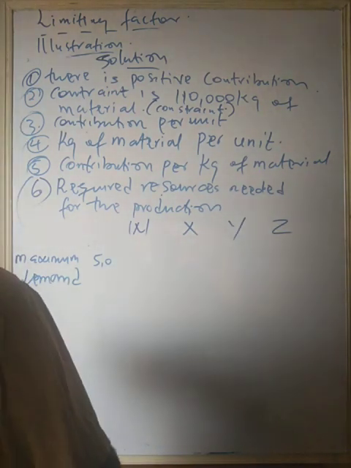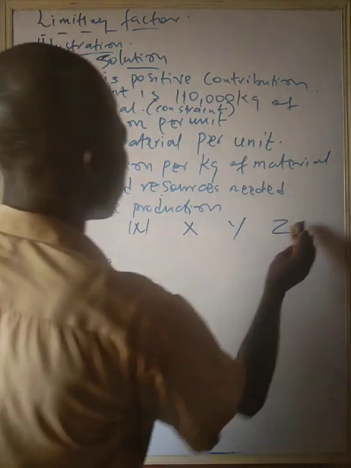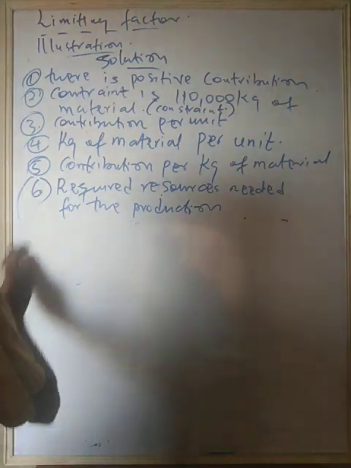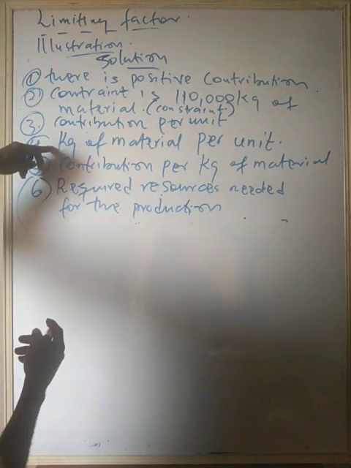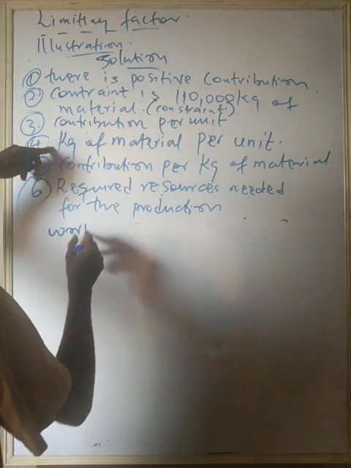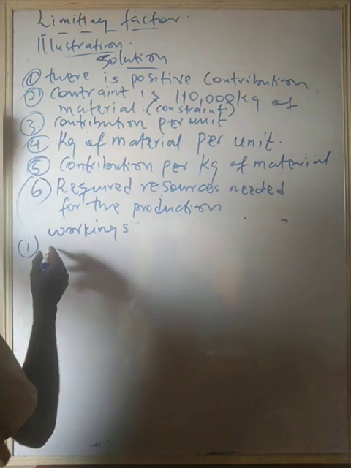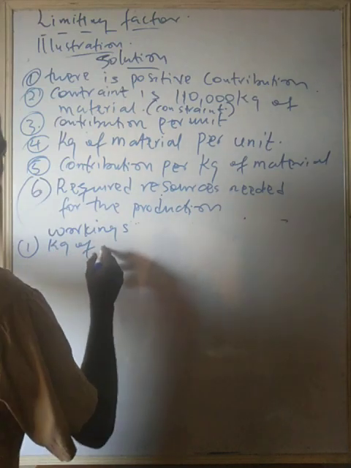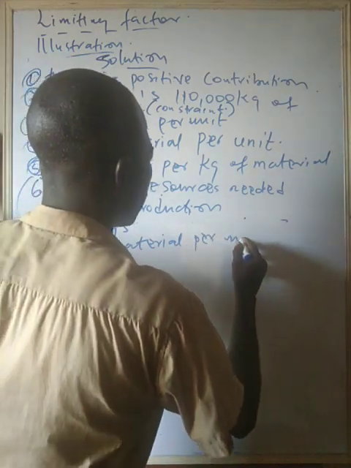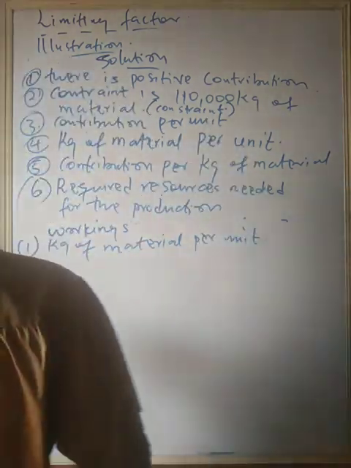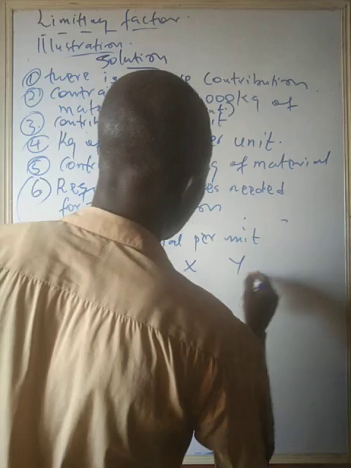Something is missing. Before we produce, let's know the kg per unit. Kg per unit, that's number 4. Workings. Working 1: determination of kg of material per unit. And for W, you have W, X, Y, and Z.